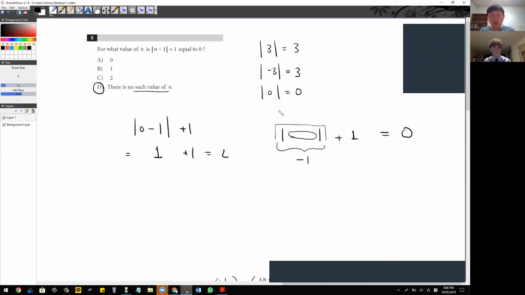The minimum value that this can be is 0, or positive. A positive number plus 1 is positive, and even 0 plus 1 is positive. So that's why there is no answer for this.